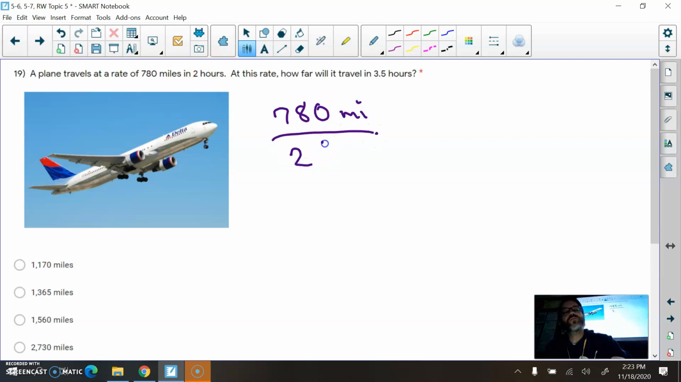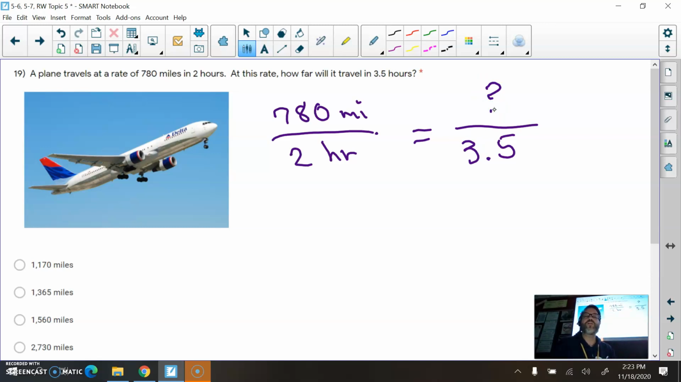I'm going to write that as a rate. 780 miles in 2 hours. We always talk about speed in miles per hour, right? At this rate, how far will it travel in 3.5 hours? Again, notice I'm putting the time in the bottom and the distance in miles. How far will it travel in 3.5 hours? I don't know what this distance is. I could put a D there for distance. I'm just going to put a question mark there.